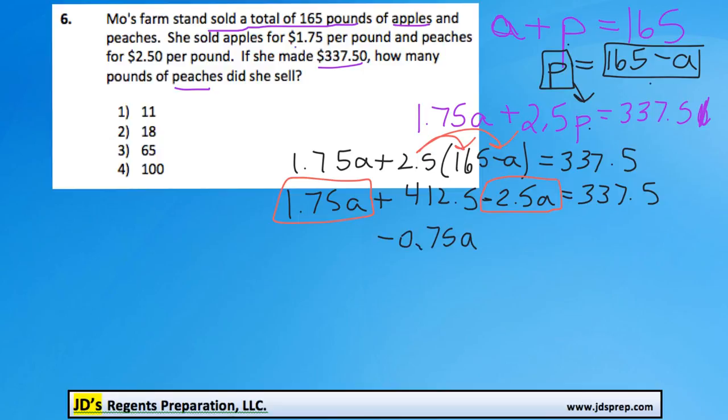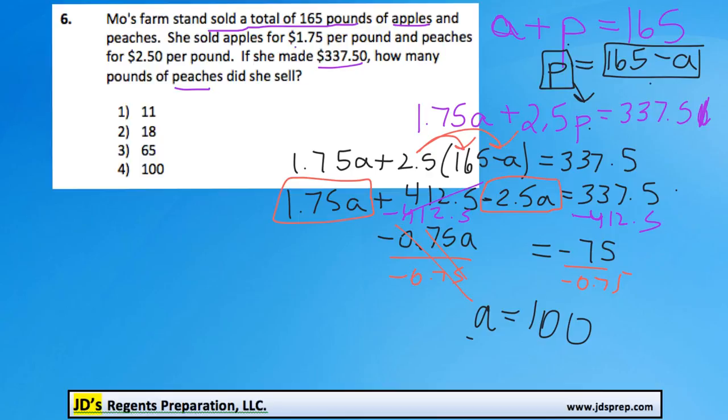And actually, at the same time, let's go one step further and subtract 412.5 from both sides of the equation here, causing those to cancel out. And then we'll be left with 337.5 minus 412.5, and that's negative 75. Finally, to get our variable by itself, we're going to divide both sides by negative 0.75, canceling that out, and we'll get A is equal to 100.